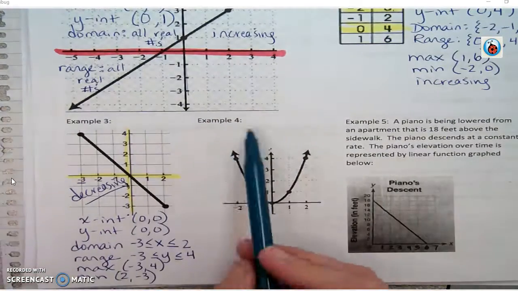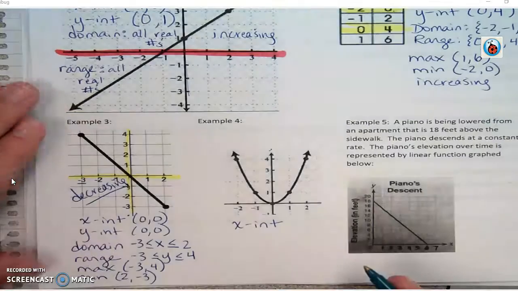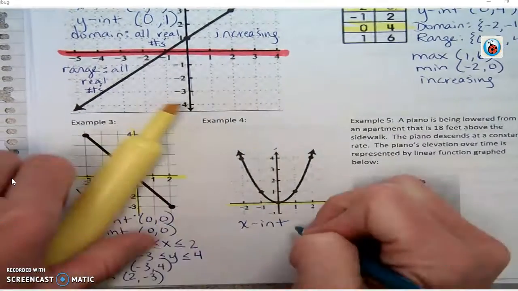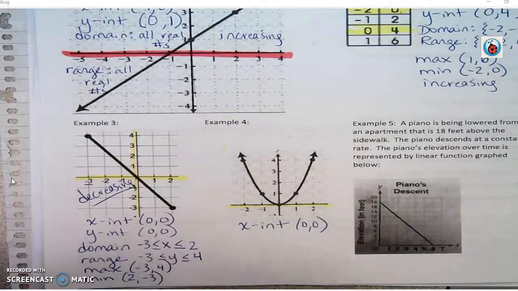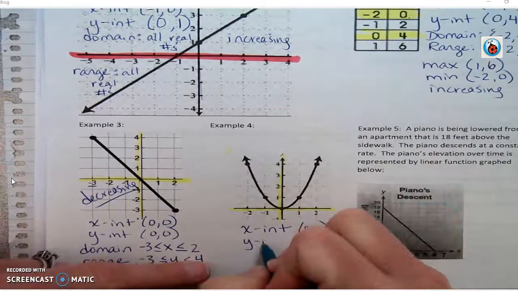All right, example 4. Your x-intercept, once again, where does it cross the x-axis? This one is also (0, 0). Your y-intercept, where does it cross the y-axis? Also (0, 0).